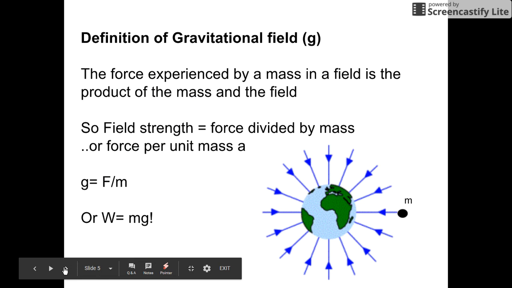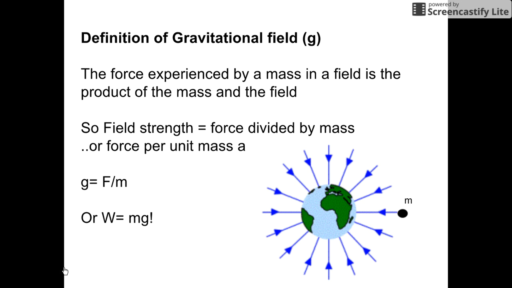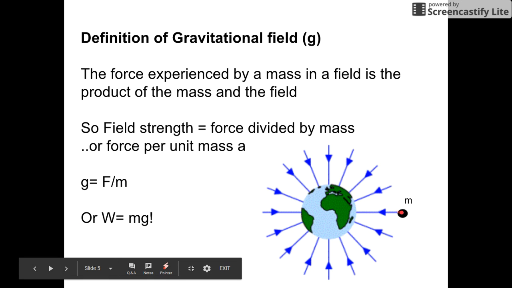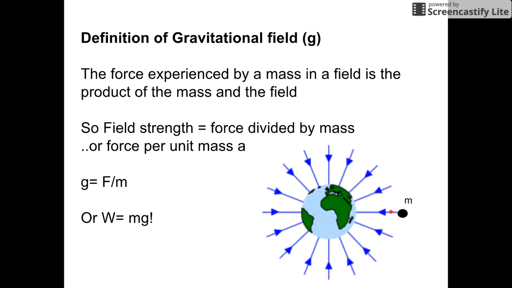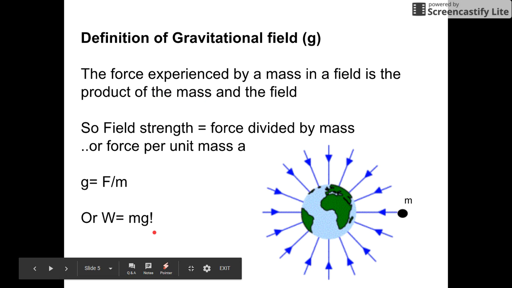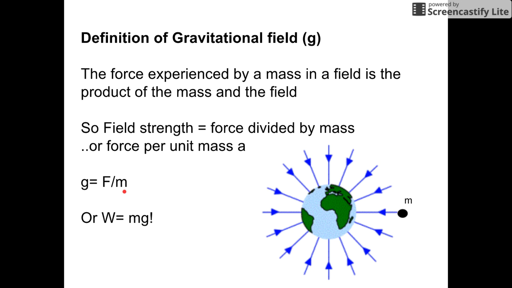Gravitational field itself is defined as being the force per unit mass at that point. So if you've got a mass m where there's a gravitational field g, then the force is equal to the product of the mass and the field. In other words, weight equals mass times gravity, which you've known since first or second year. And the gravitational field is defined as being that force divided by the mass, or force per unit mass.